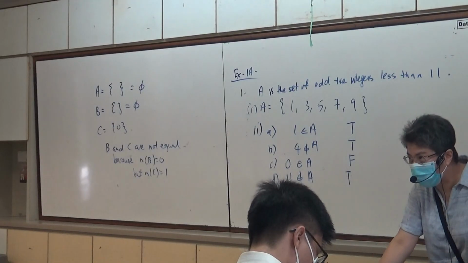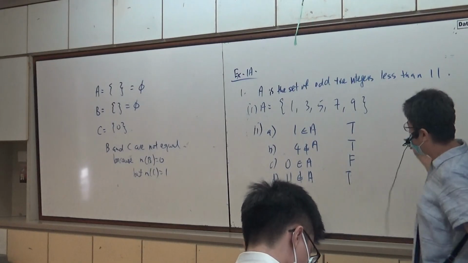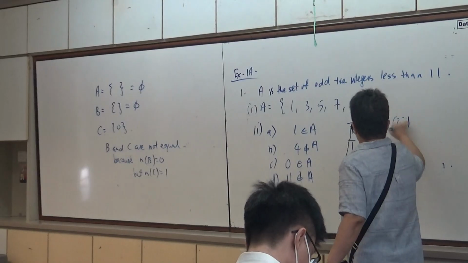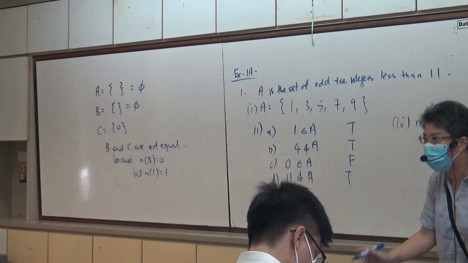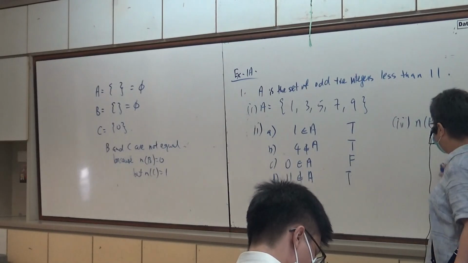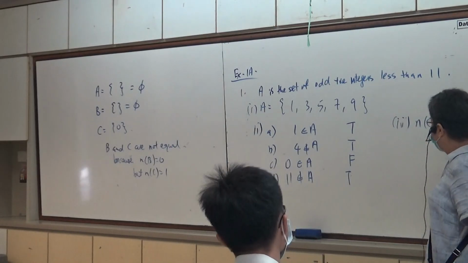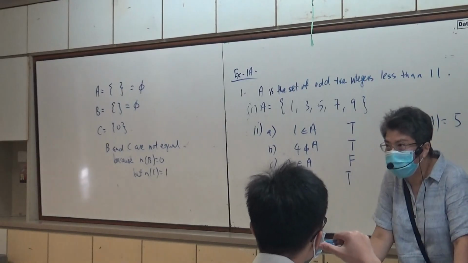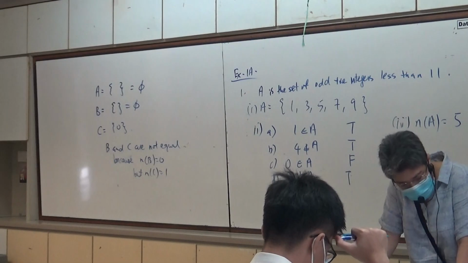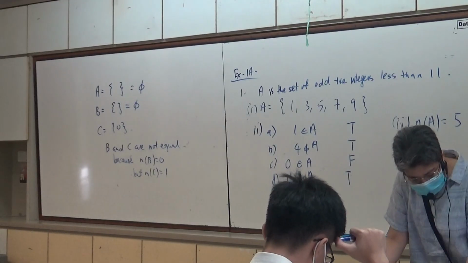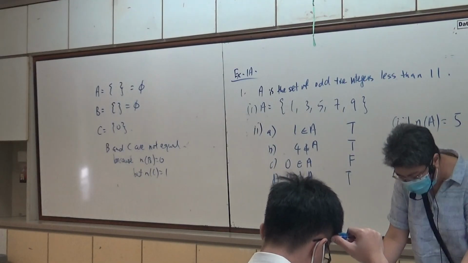Everybody okay? Yes. Okay, so this is the simplest type of question. Okay, part 3. What is the number of elements in A? If this one also you count wrongly, I cannot help you. What is it? 5. Understand? Okay, good. Now, let's take a look at question number 2.